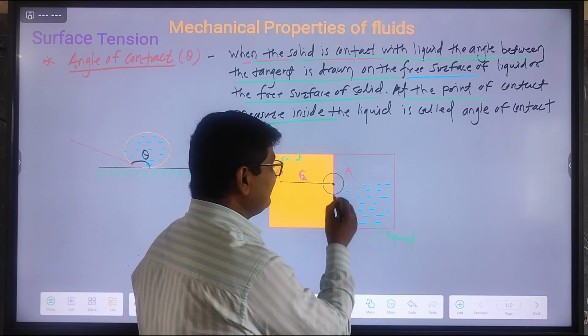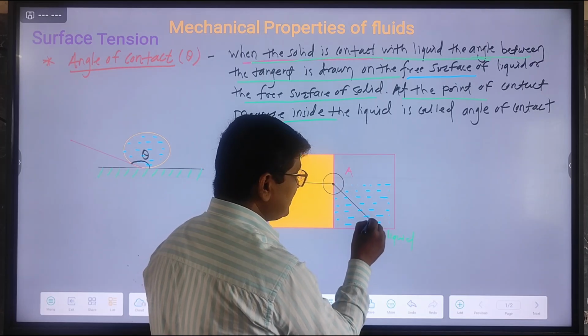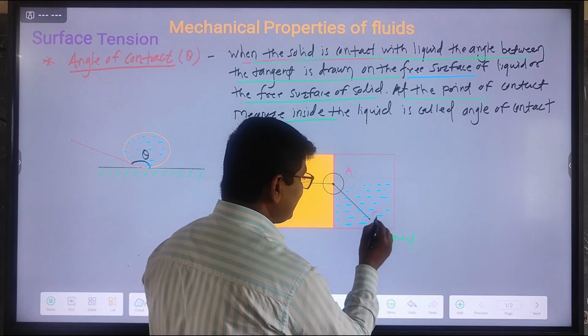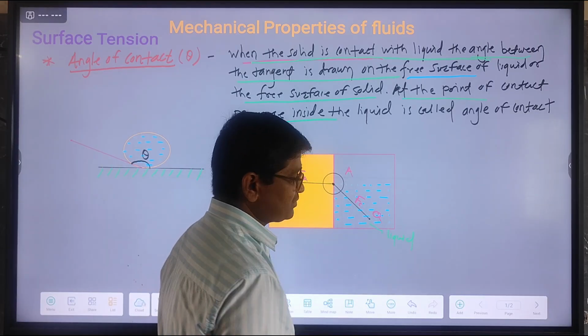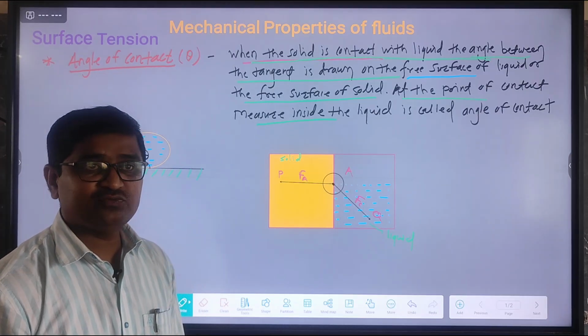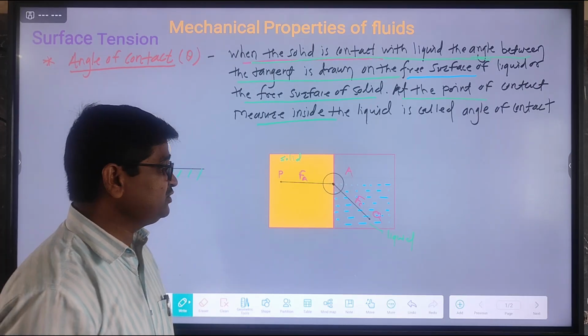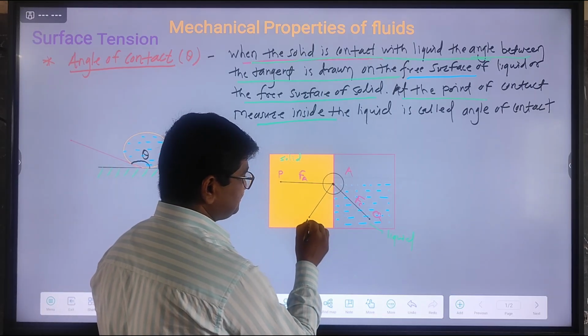If the nature of the liquid is changed, such a molecule experiences the cohesive force inside the liquid. This cohesive force will be denoted by AQ. So AQ is the force of cohesion, the cohesive force, and AP is the adhesive force. When molecule A experiences the cohesive force and adhesive force, we draw the resultant force.